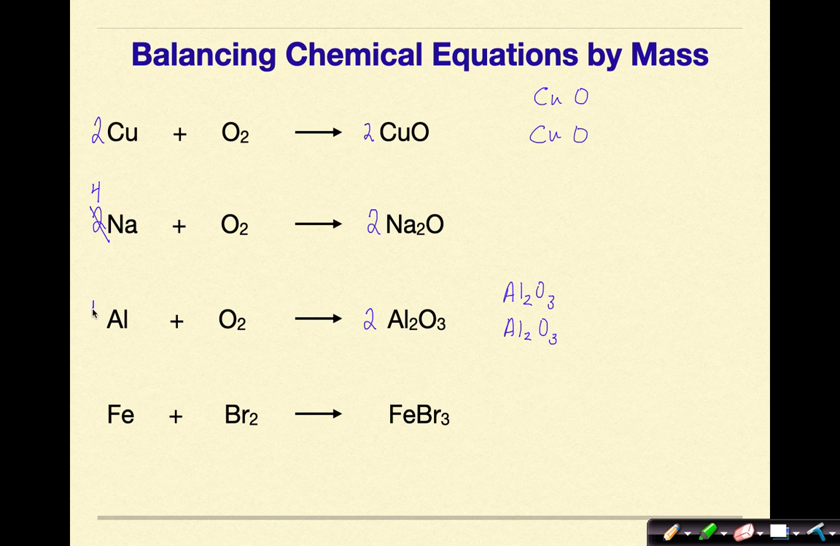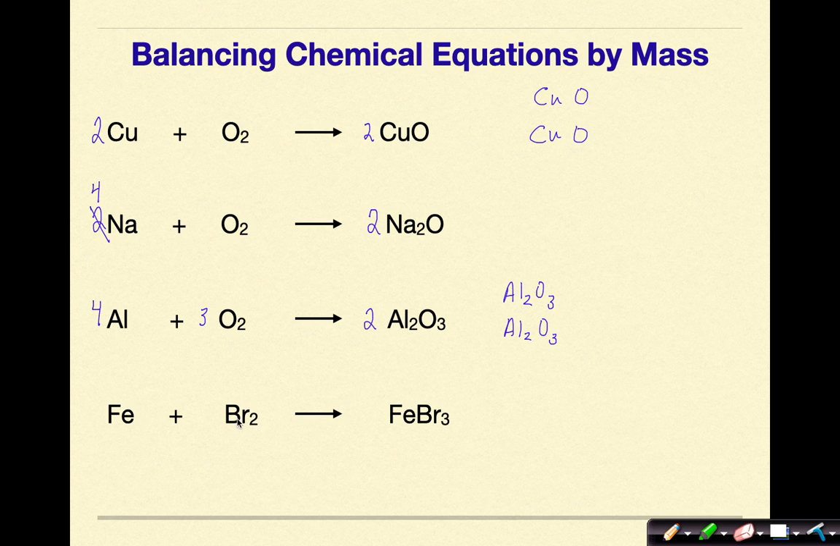I need to put a 4 in front of the aluminum here to balance out the 2 plus 2, or 4 aluminums on the product side, and I need to put a 3 in front of the O2 on the left side to balance 6 oxygens on the product side. 4 to 3 to 2 is the lowest ratio of coefficients, and this equation is balanced by mass.